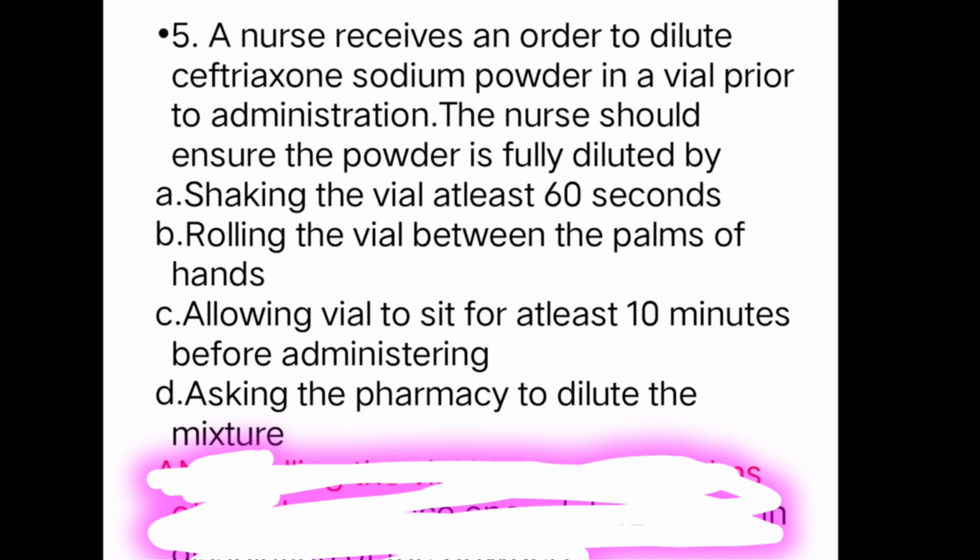First one, shaking the vial at least 60 seconds. Second option, rolling the vial between the palms of hands. Option C, allowing vial to sit for at least 10 minutes before administering. And option D, asking the pharmacy to dilute the mixture. So among these, we will only do the rolling, option B, rolling the vial between the palms of hands.